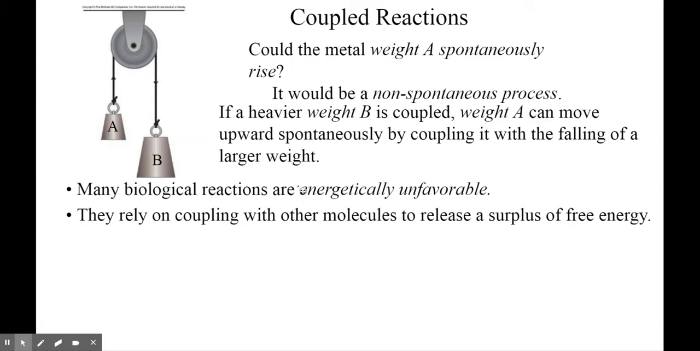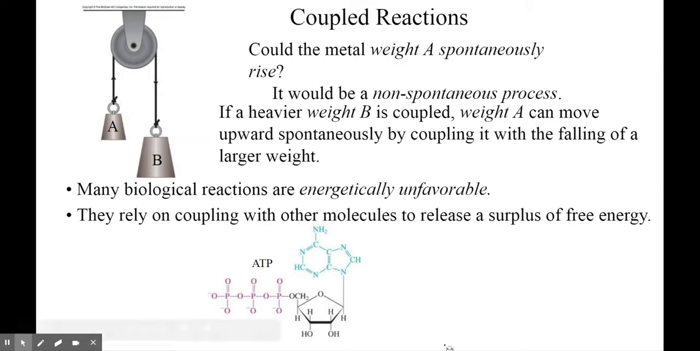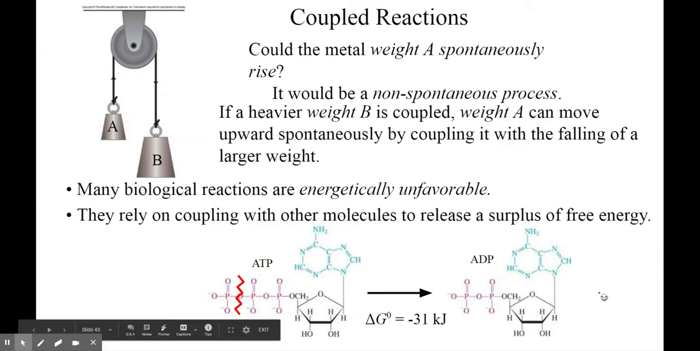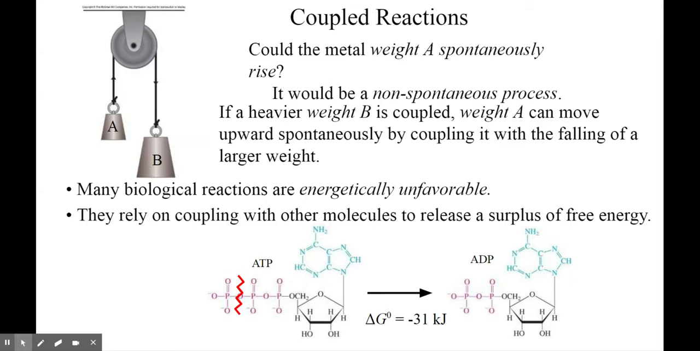Most biological reactions are energetically unfavorable, and they rely on the surplus of free energy released from energetic molecules. By far the most common one is ATP, which, remember, is produced in the powerhouse of the cell, the mitochondria. When ATP, which is like the cell's battery, undergoes hydrolysis and releases a phosphate group, there is 31 kilojoules of energy as it gets converted to adenosine diphosphate instead of triphosphate. And that's a good helping of energy. This is something that gets used throughout every single cell of your body.